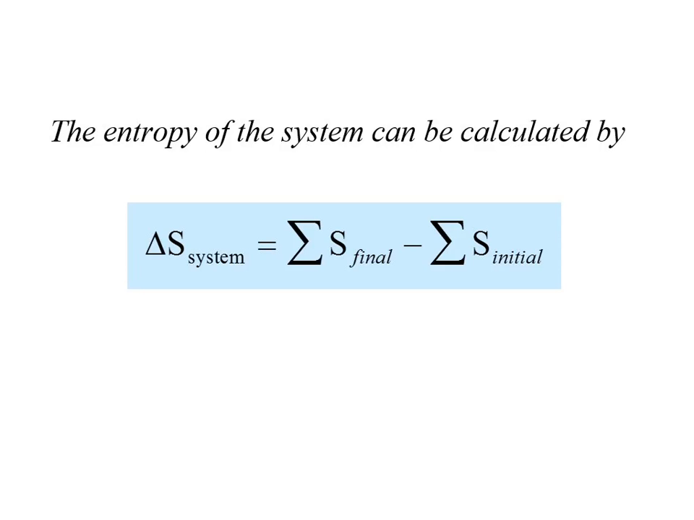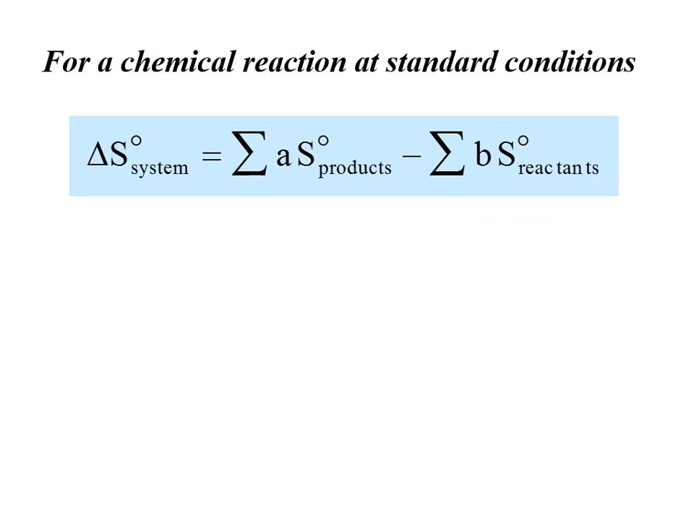Switching from the universe to the system, because that's more practical. The change in entropy of the system, your beaker, since it's a state function, we can just compare its final state and from that subtract its initial state. Deltas are always final minus initial. And we can get the delta S for the system. Now doesn't this look familiar? Remember, delta H naught is equal to the summation of a H naught products minus the summation of b H naught reactants.